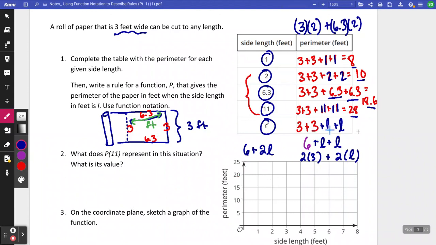What we want is, no matter how you represent this, we want something using that variable L so that we can use function notation to describe this function here. Remember, that is the goal of this last part. We're told we're going to call this function P and then use function notation to describe this.